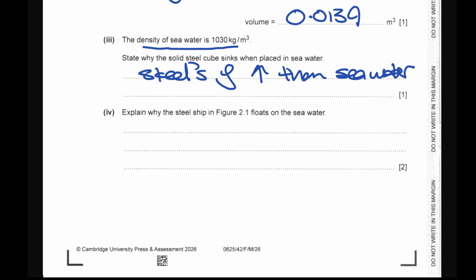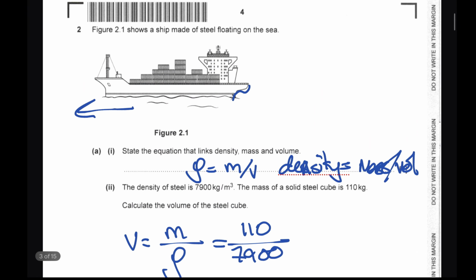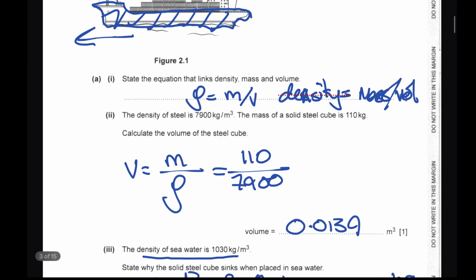Explain why the steel ship in figure 2.1 floats on water. So what happens is, if you look at the structure of the ship, the steel is basically on the outer border, right? Most of the interior of the ship is empty, or it's air. So the average density of the ship overall is less than the density of water. So that's what you have to write.